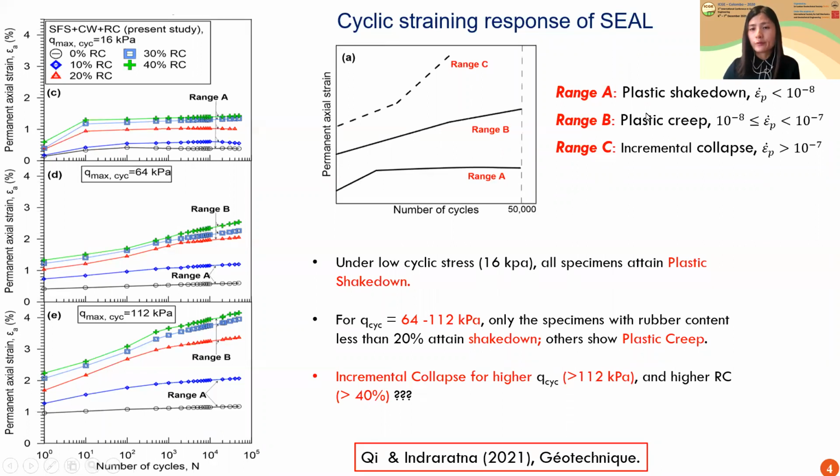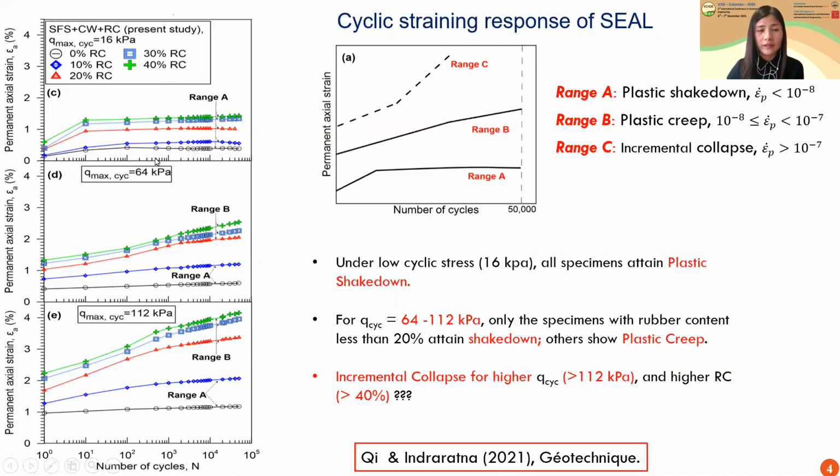Then range B, which is plastic creep, has a permanent axial strain rate between 10 to the power minus 8 and 10 to the power minus 7 by the end of the test. And range C is incremental collapse, which has a permanent strain rate larger than 10 to the power minus 7 by the end of the test.